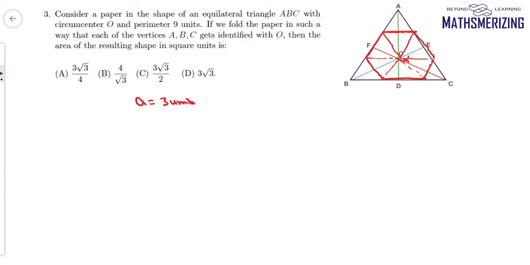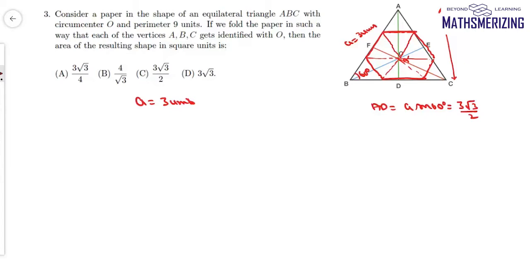Now we know that the length of the side is 3 units. We can find the length of this altitude. The length of altitude AD will simply be A, and this angle is 60, so that is A sin 60. So it will be 3 root 3 by 2.